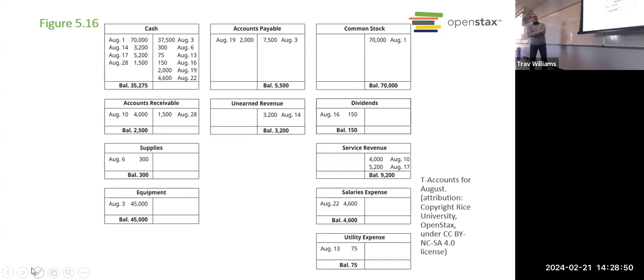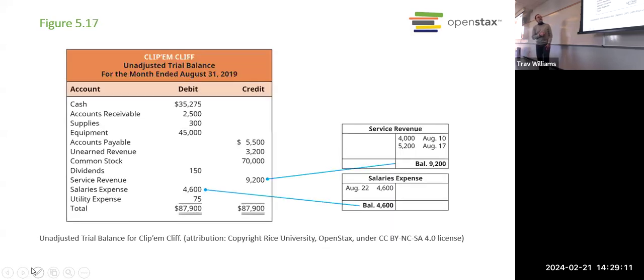And the equity accounts, it depends, right? Some will have a credit balance like common stock and service revenue because those increase equity. But the ones that decrease equity, dividends and expenses, will have a debit balance. They're also part of equity. Okay? So that's all review, right? It's all things we've seen before.